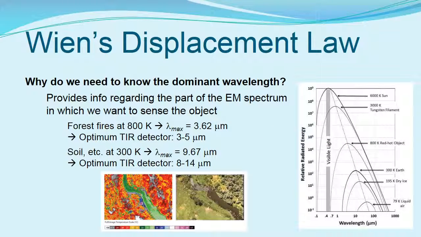Likewise, if we are interested in Earth features such as soil, rock, and water, we know that the Earth's background temperature is approximately 300 degrees Kelvin. We can then apply Wien's displacement law to see that the Earth's dominant wavelength is 9.67 micrometers. Our sensor can then be designed for an appropriate range of wavelengths for sensing Earth materials.